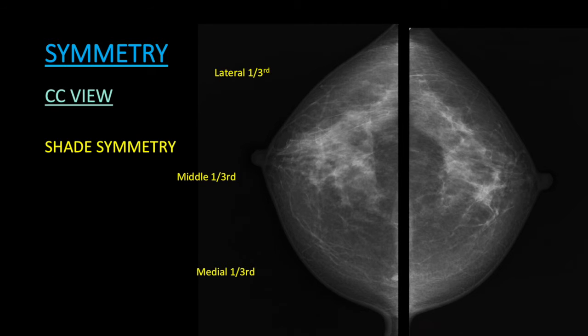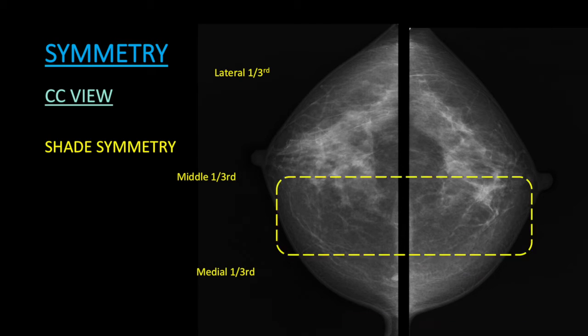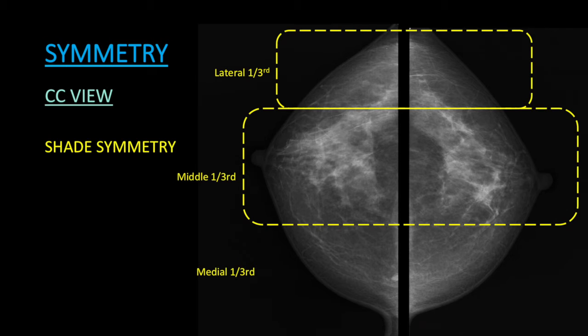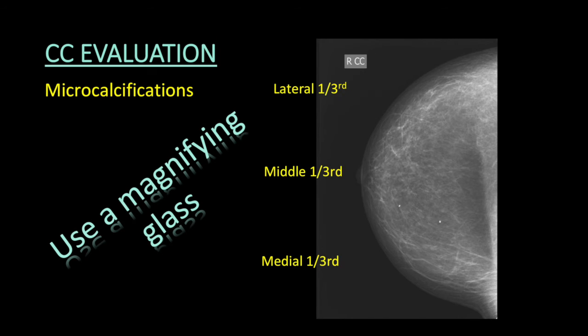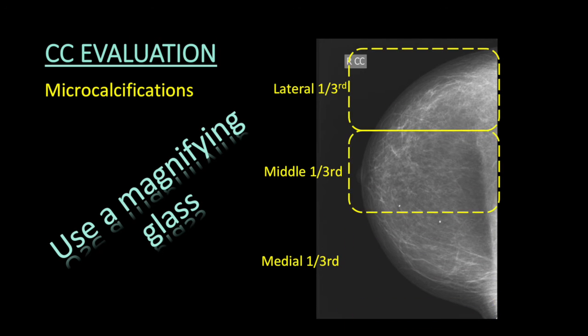Now we move to evaluation of the CC view. Again, for the shade symmetry, use a piece of paper, cover the rest of the breast other than what you are evaluating. Start looking at the lateral 1/3 of the breast, then the middle 1/3 of the breast, and the medial 1/3 of the breast. Next, you look for microcalcification using a magnifying glass in the same order: lateral 1/3, middle 1/3, and medial 1/3 of the breast.